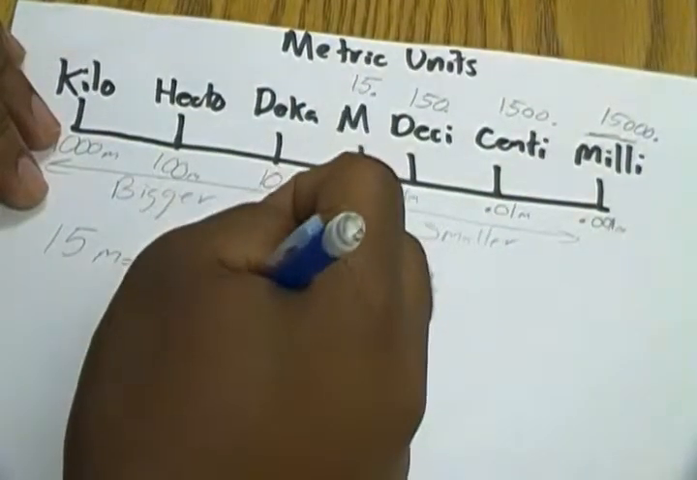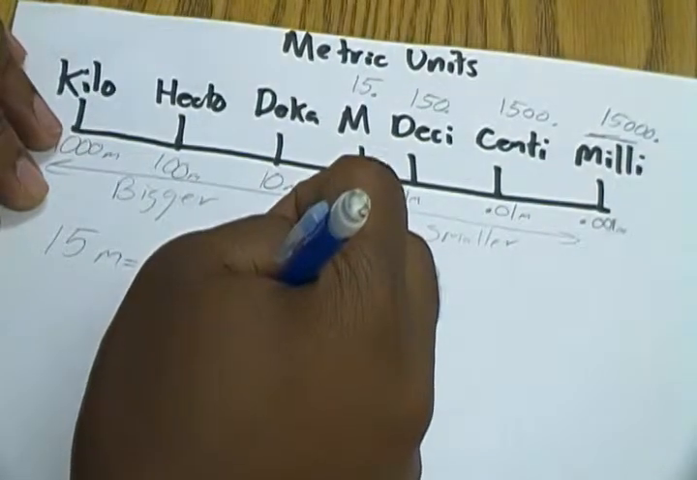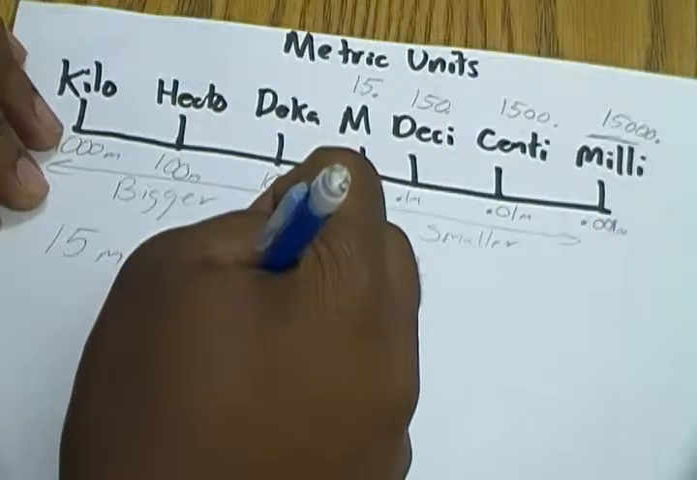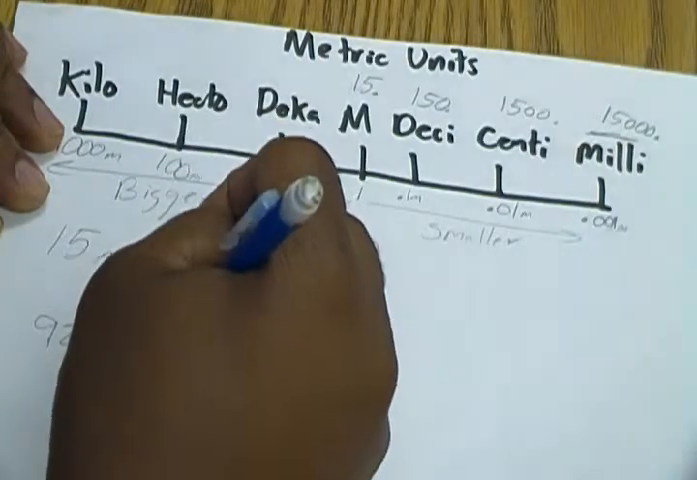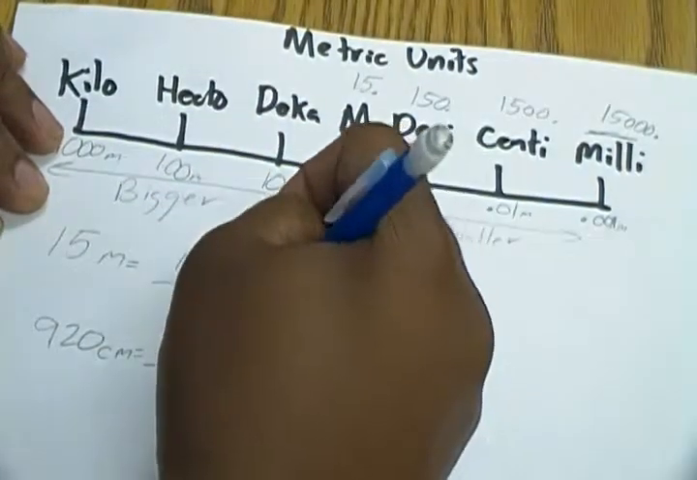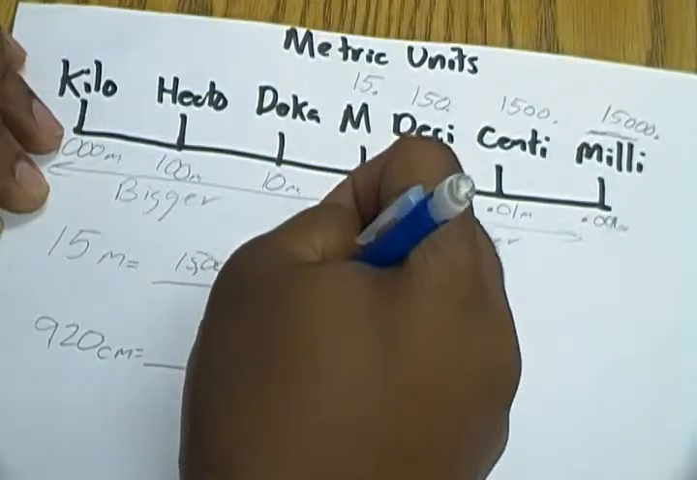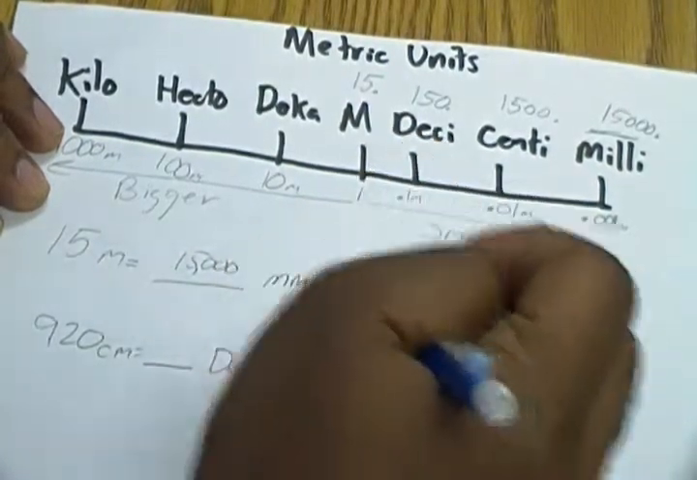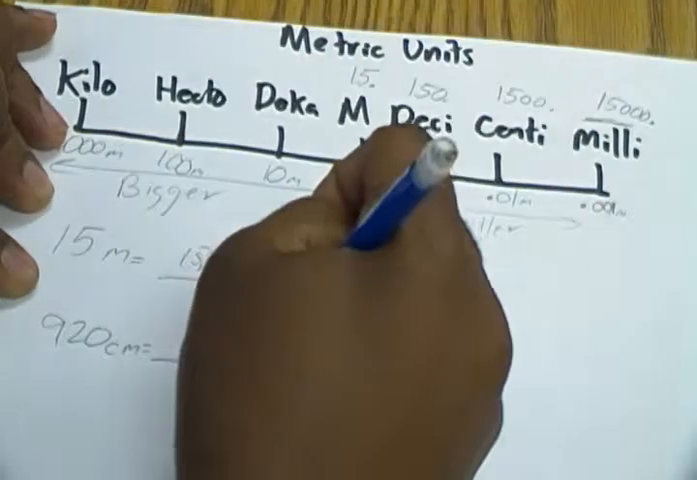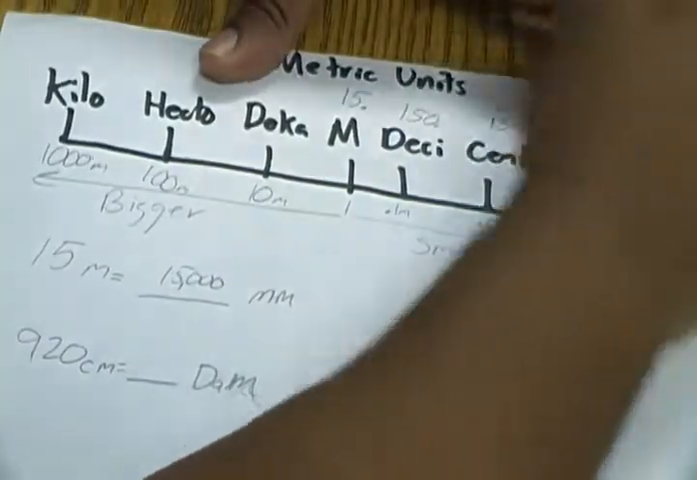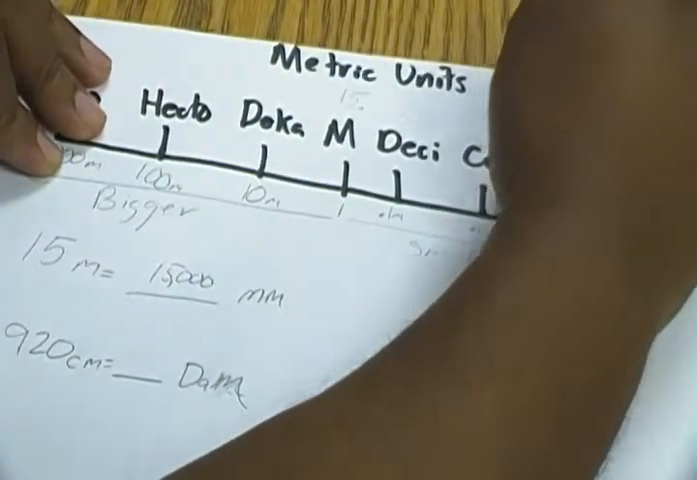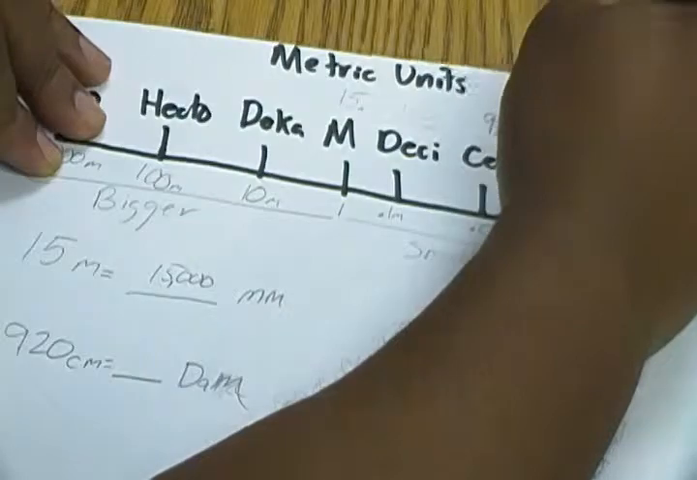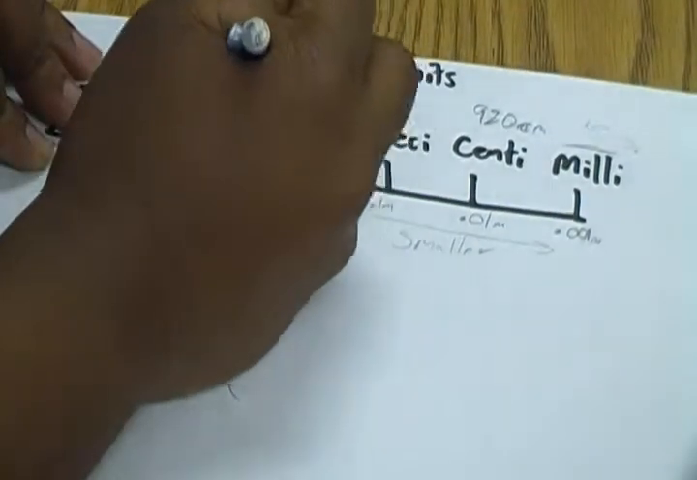Let's say we have 920 centimeters, and we want to go to, let's say, decameters. Oh, D-A-M. Oops. Alright. So we're going to start up here, and let me erase this really quickly. We're going to start over here as centi, and we're going to go over here to deca.